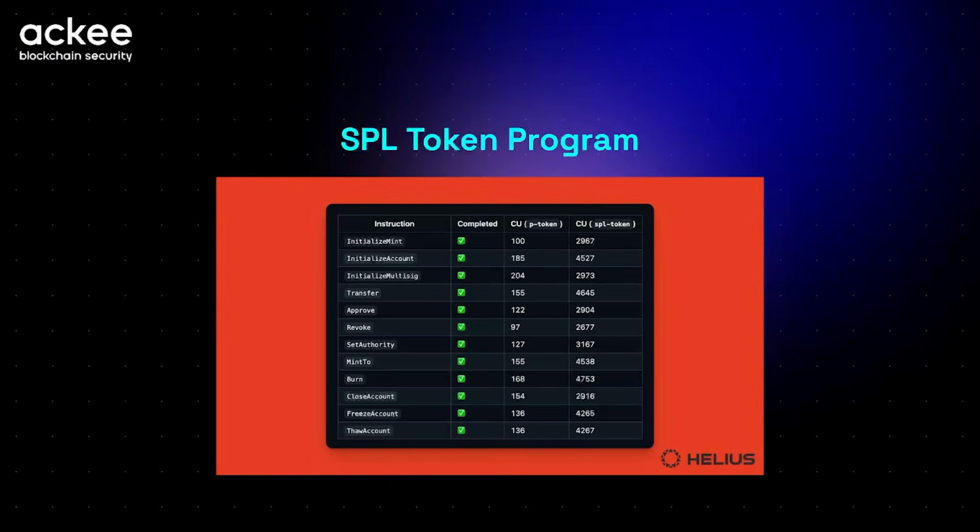Here we can see an example of an implementation of SPL token using Pinocchio and the standard Solana program crate. As we can see on the screenshot, compute units used by the P-token are up to 30 times smaller than the CU used by the SPL token program.